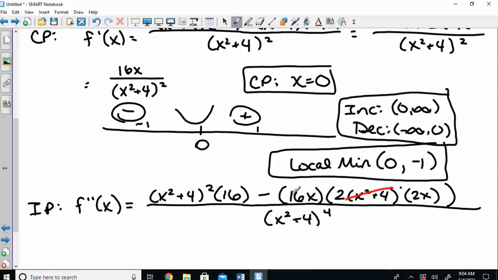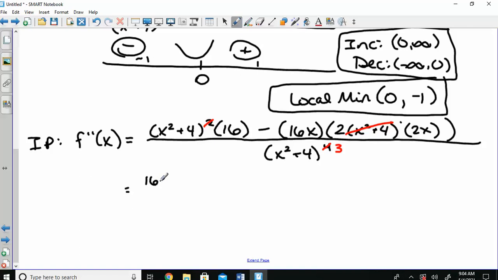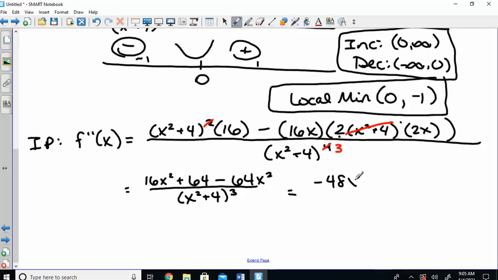We can cancel a little bit. We have an x squared plus 4 in all of these. So if I cancel that, multiply, this would be a 4x times 16x be a 64x squared. So we get negative 48x squared plus 64 over x squared plus 4 cubed.